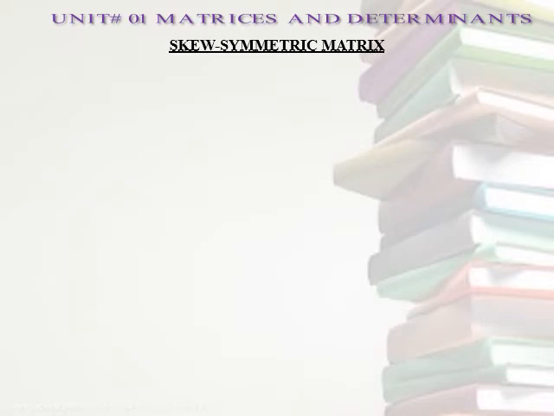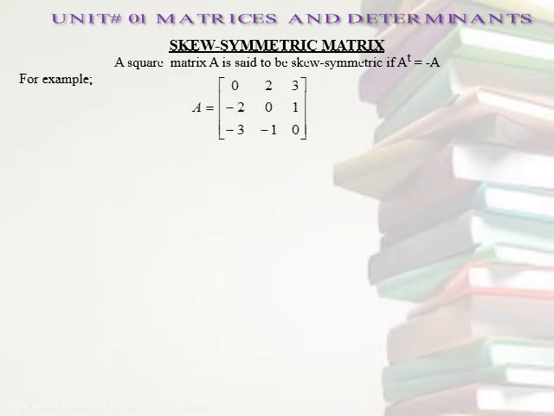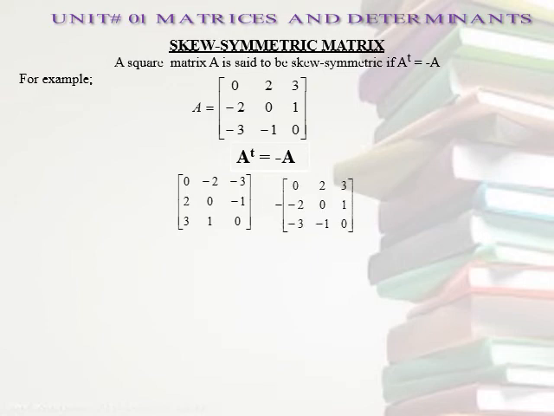Our next topic is skew symmetric matrix. A square matrix A is said to be skew symmetric if the transpose of A is equal to negative A. For example, this is matrix A and the equation is transpose of A is equal to negative A. On the left hand side, here is the transpose of matrix A. On the right hand side, according to the above condition, I have written a negative sign first and then matrix A.